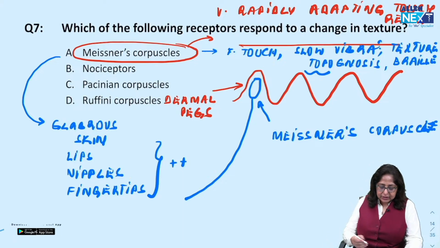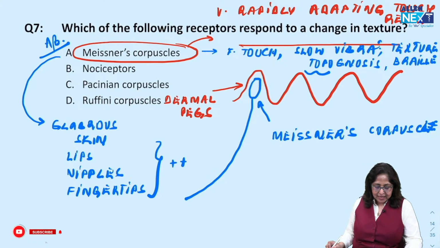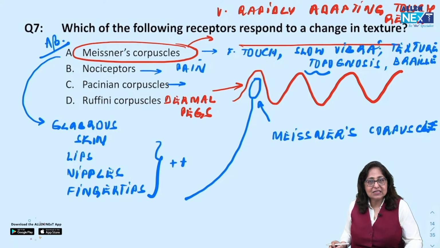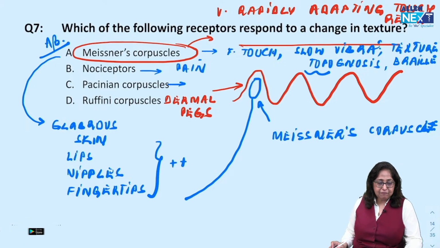So these are some important points. Also, which is the nerve fiber associated with mucinous corpuscle? This is A beta. Nociceptors are meant for pain. Pacinian corpuscle is meant for fast vibration and for deep pressure. Fast vibration and deep pressure.